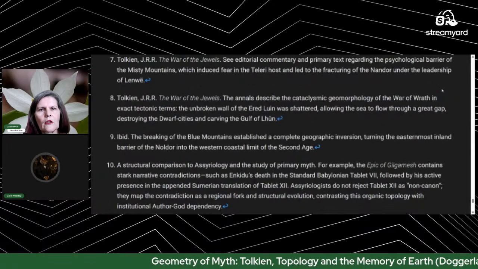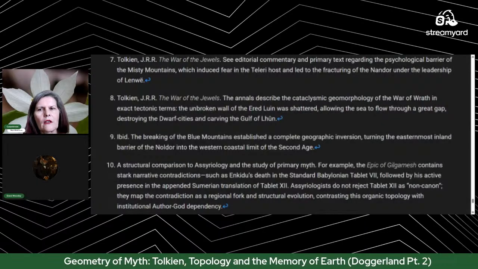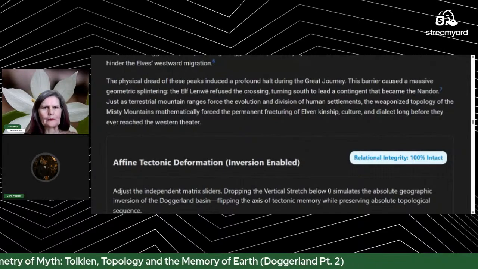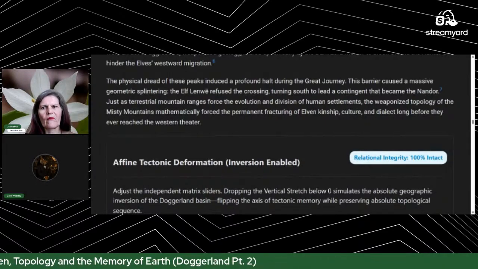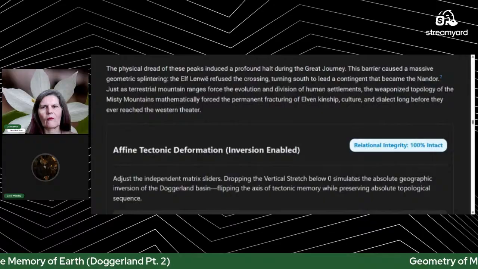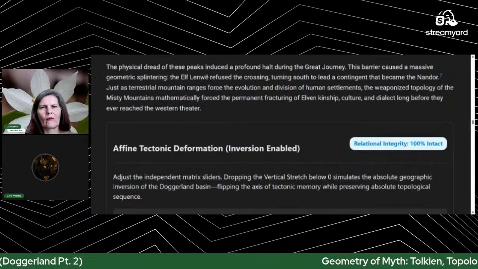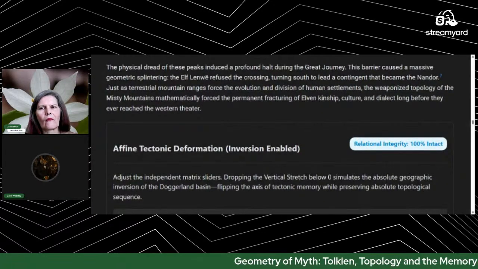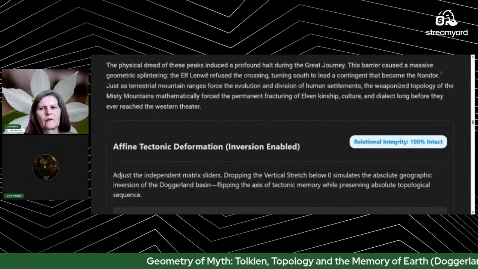Terrestrial mountain ranges forced the evolution and division of human settlements. The weaponized topology of the Misty Mountains mathematically forced the permanent fracturing of elven kinship, culture, and dialect long before they ever reached the Western theater.